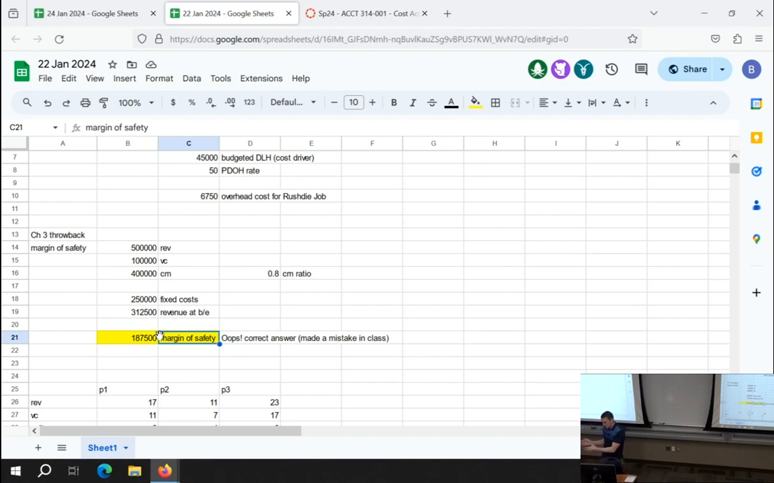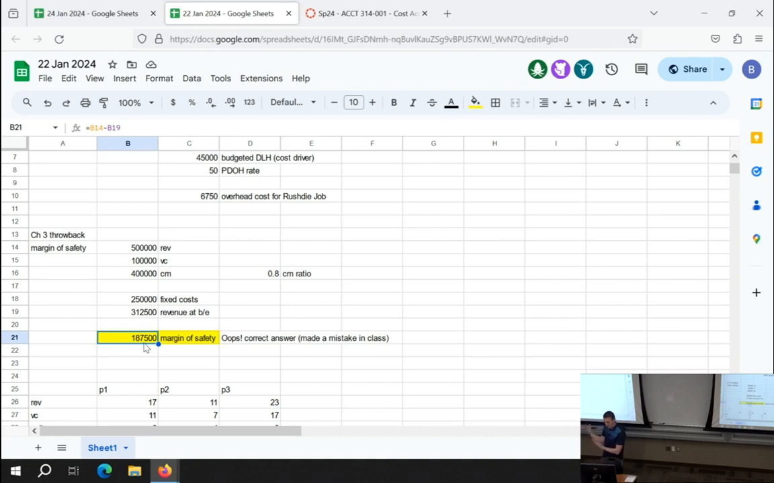We were right about the degree of operating leverage. So that question had an option with 3,125 as the margin of safety and 1,875 as the margin of safety. And then the degree of operating leverage is either, I think, 0.667, something under one, and then another option, which was over one.